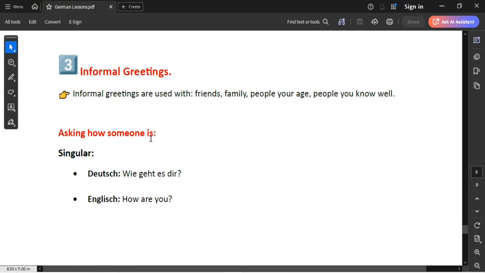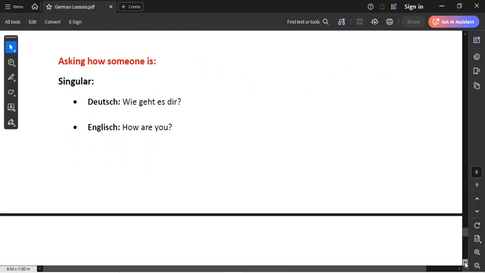How do we ask somebody "how are you" in an informal setup? In Deutsch, we say "Wie geht es dir?" Remember, in a formal setup we said "Wie geht es Ihnen?" But here, in singular, we say "Wie geht es dir?" Ihnen was used both in singular and plural, but in informal greetings there are two. In singular, we say "Wie geht es dir?"